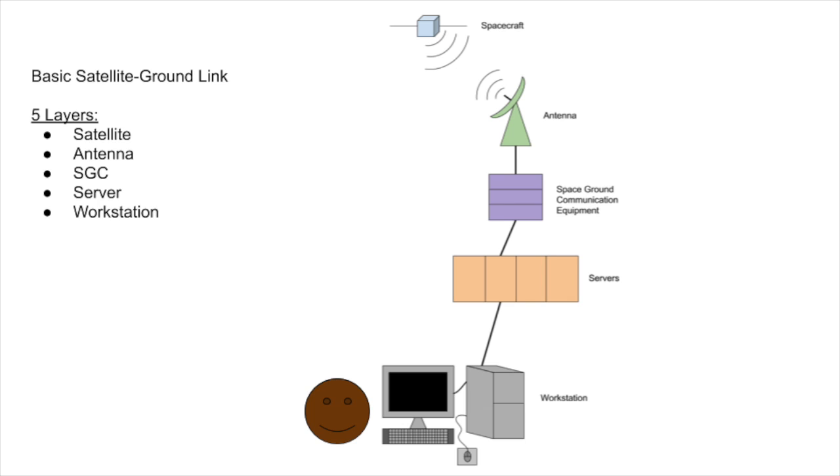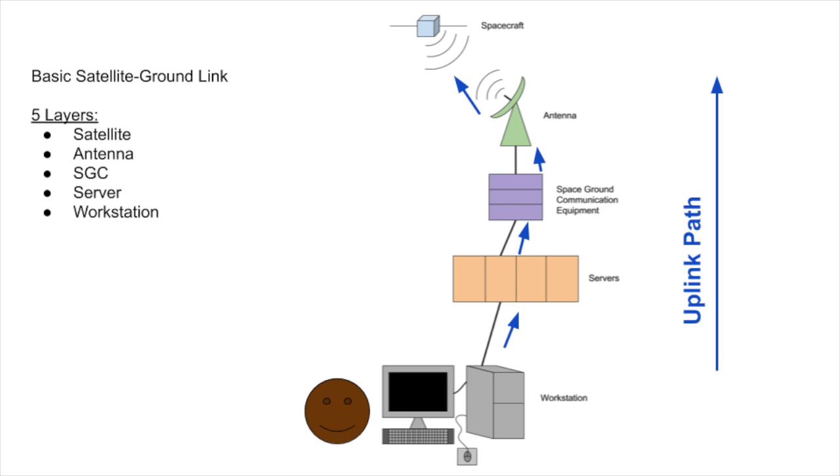Let's say we want to send a command to the satellite. This command typically originates from an operator entering the command into a workstation. The workstation then forwards the command onto a server. The server then sends the command over to the appropriate SGC hardware. The SGC converts the digital signal into an analog signal and then sends it to the correct antenna. And finally, the antenna transmits that signal into space to be received by the satellite. This entire process that the command data goes through is called the uplink path.